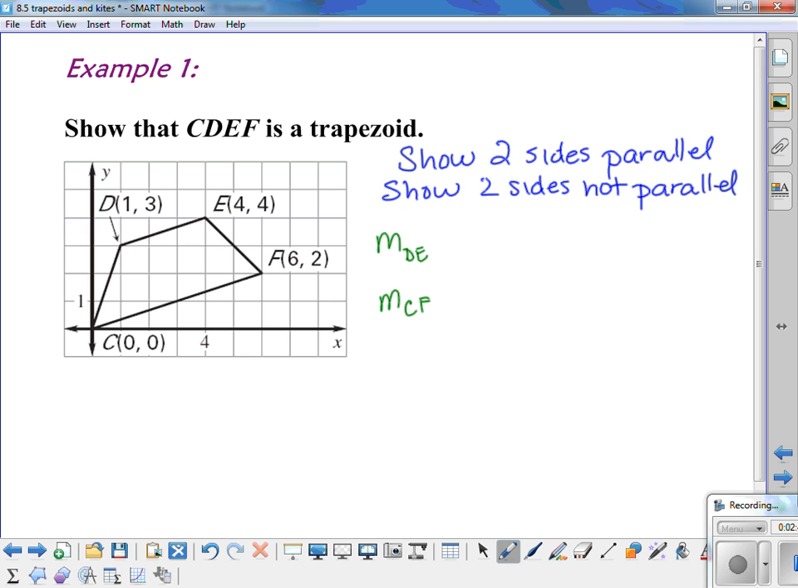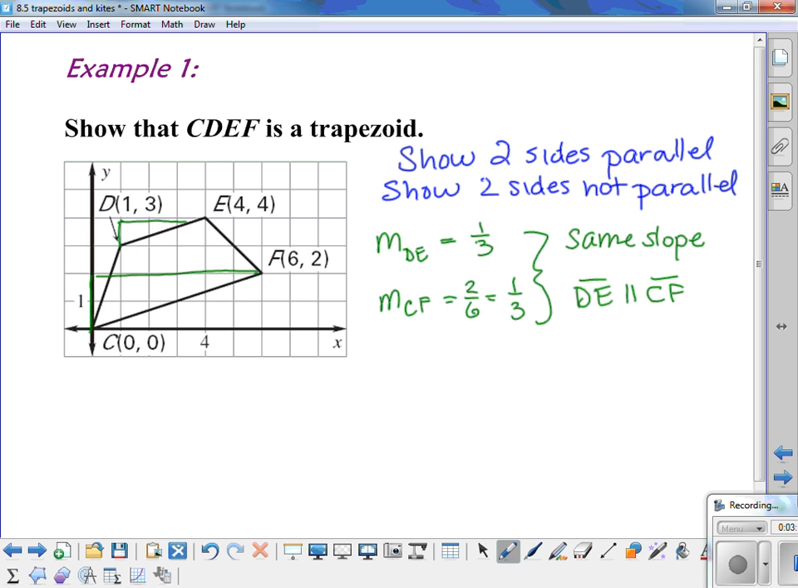So the slope of DE, I'm going up 1 over 3. So my rise is 1 and my run is 3. And then if we look at CF, I'm going up 2 over 6, which also reduces to 1/3. So that means that because they have the same slope, I know that DE is parallel to CF. So I've shown that two sides are parallel.